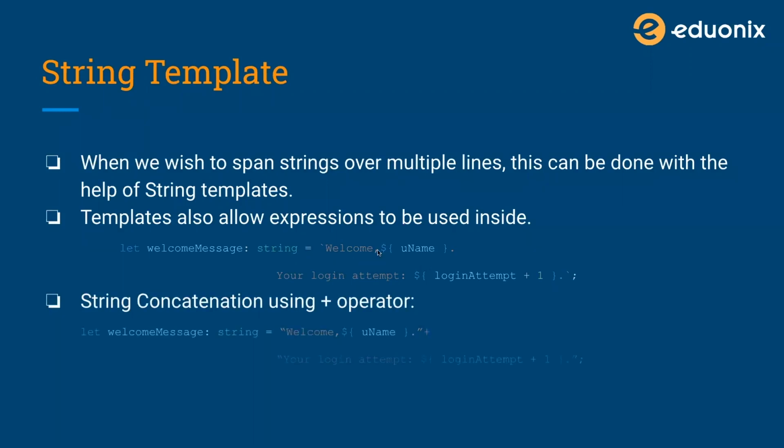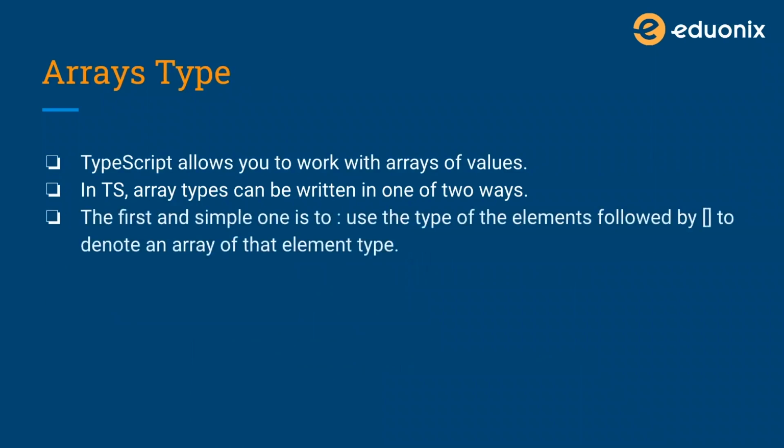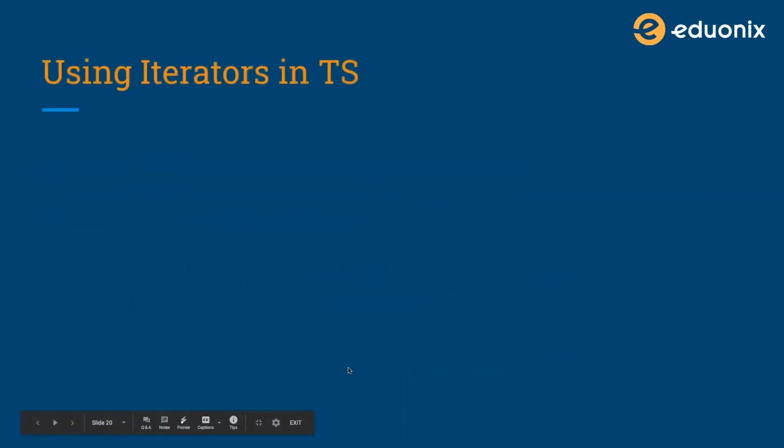And to do it using plus, you will need to do it like this. Correct, guys? So next are arrays. Arrays are something which store the same type. There are two ways of declaring them: using a number and a generic way, or using the data type. So moving on to iterators.